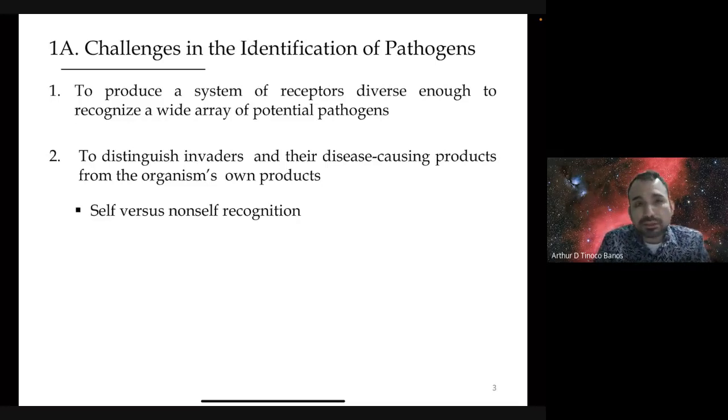Now, here is the major challenge in the identification of pathogens, and that is to produce a system of receptors diverse enough to recognize a wide array of potential pathogens, but also to distinguish invaders and their disease-causing products from the organism's, the host's, own products. And so that is a situation of being able to distinguish between the self and the non-self.